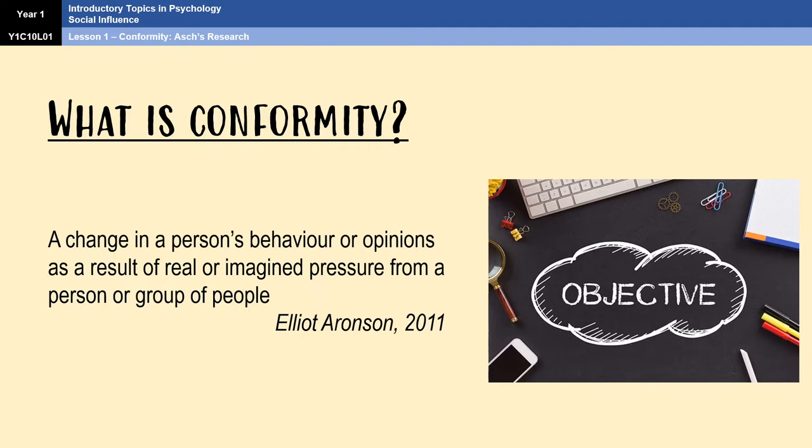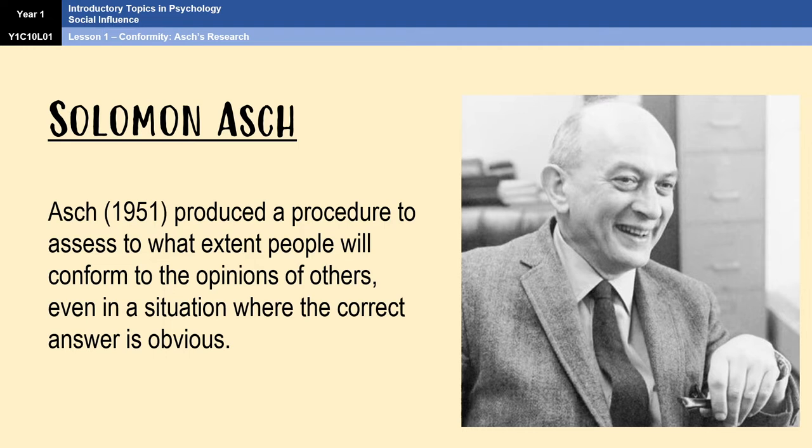Asch studied conformity, and as you can see on the screen, conformity is defined as a change in a person's behaviour or opinions as a result of real or imagined pressure from a person or group of people. So put simply, Asch wanted to know why people go along with stuff that other people do. Why do people bow down to pressure? To answer that question, he produced a procedure to assess to what extent people would conform to the opinions of others, even in a situation where the correct answer is obvious. This became his baseline procedure.